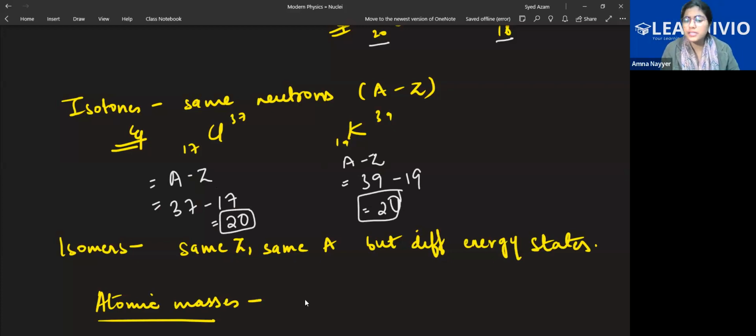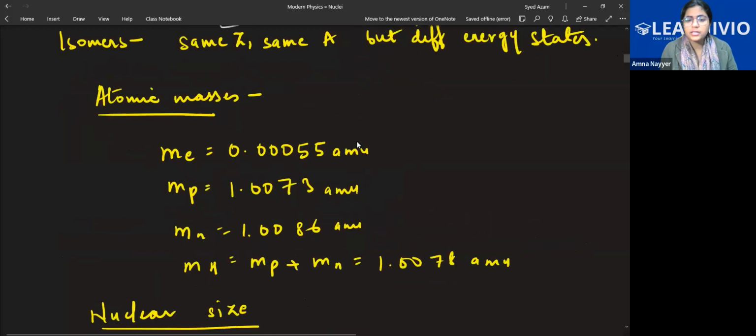And isomers, you must have done it in your organic chemistry. You have it in your class 12th only. So you know the concept of isomers. They have the same A, same Z, everything is the same, but the orientation is different. So they have different energies. So those are isomers. Now, coming to the atomic masses.